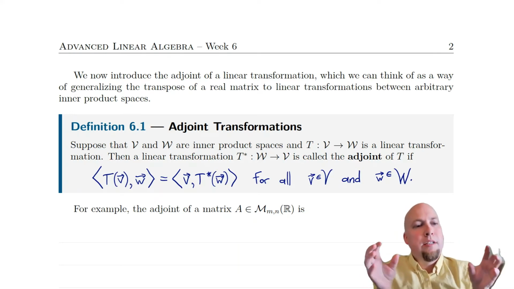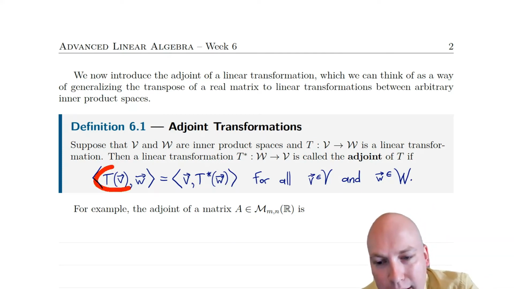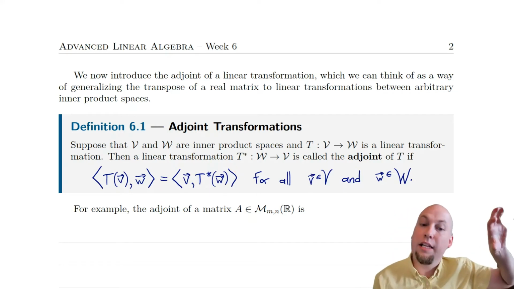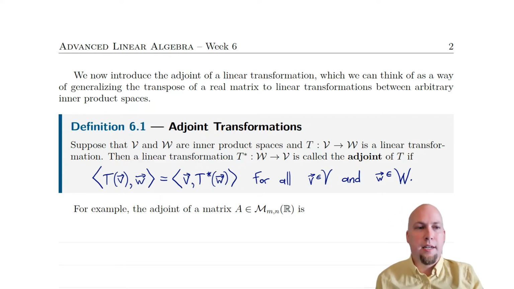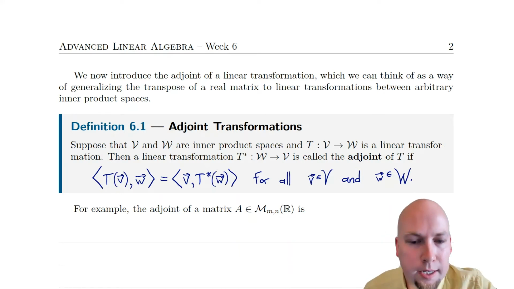So adjoints, you can think of them as coming in pairs. T acts on one half of the inner product in one way, and T star acts equivalently on the other half, but produces the same resulting number. So there are pairs of linear transformations that act on opposite sides of an inner product.